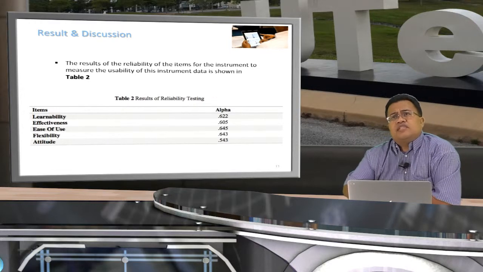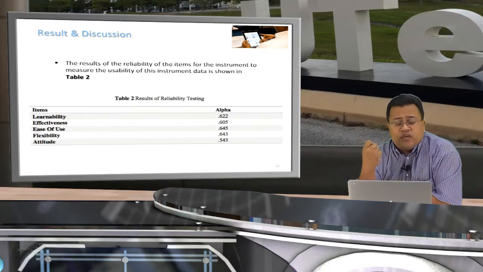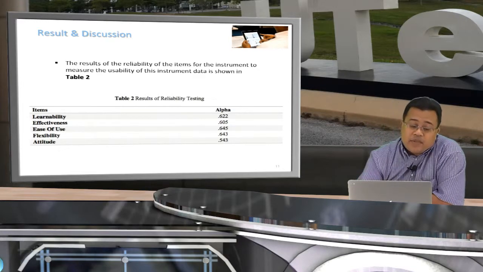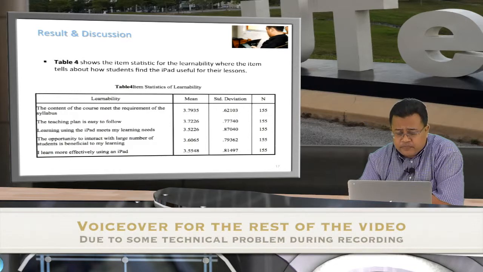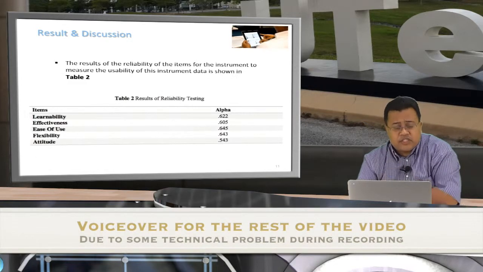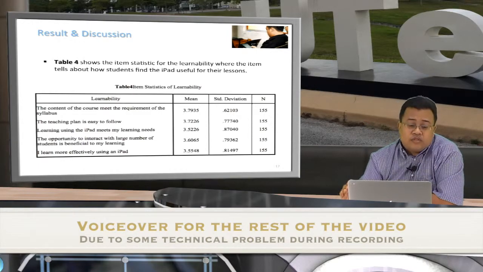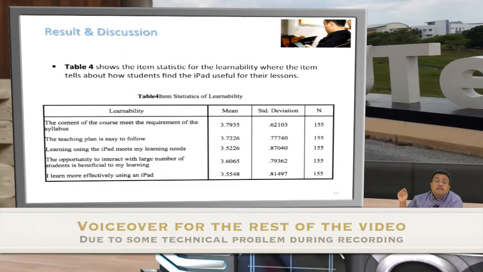Probably this is because we are still new. The students are still new in using the flipped classroom, using the iPad. So some of them are not familiar with some of the apps inside the iPad. And okay, from the 5 elements that we measure, I just want to highlight two important elements, which are learnability and effectiveness. So the first one is learnability.